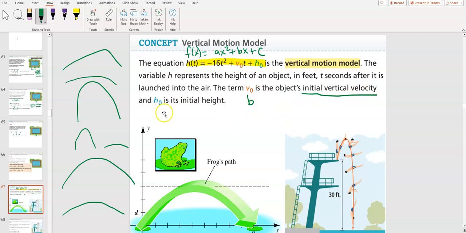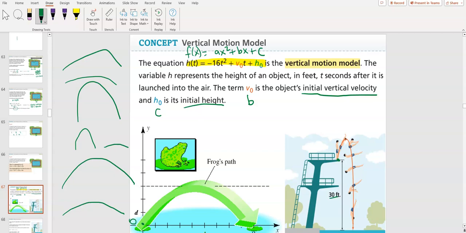The h0 is its initial height. So c is its initial height, and that makes sense because the height is its starting point. So if a frog is jumping, it's obviously going to have an initial height of 0 because it's starting on the ground. Versus if someone is diving, they might have an initial height of 30 because they're standing on a 30-foot diving board.